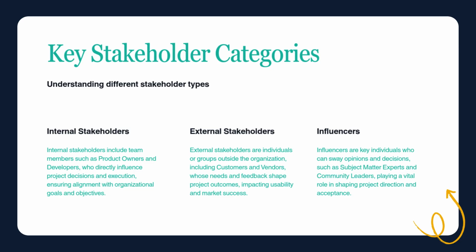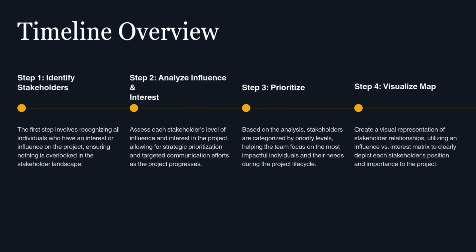So once your map is ready, let's see how you can use it during your project. As you can see on this slide, first, identify stakeholders. This step is about being thorough and recognizing everyone who might have an interest or influence on your project. So take a moment to consider both the obvious and the less obvious or the less apparent stakeholders.